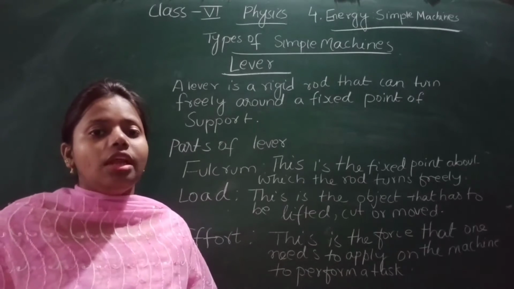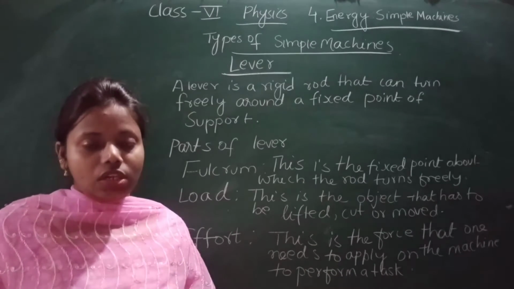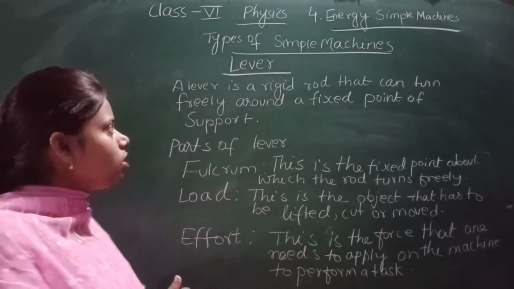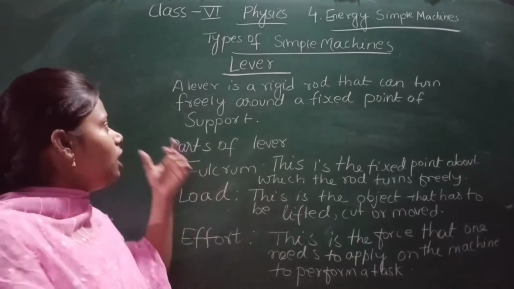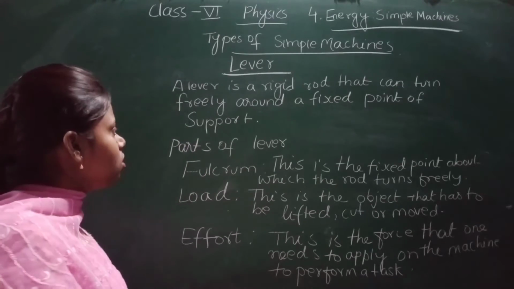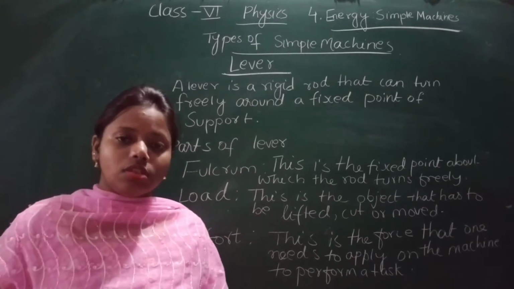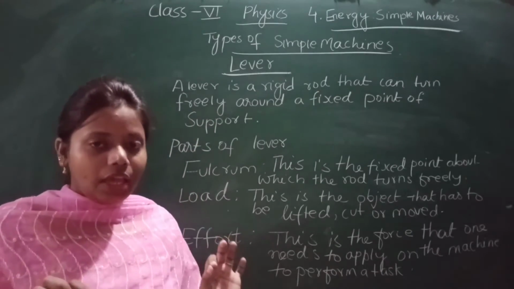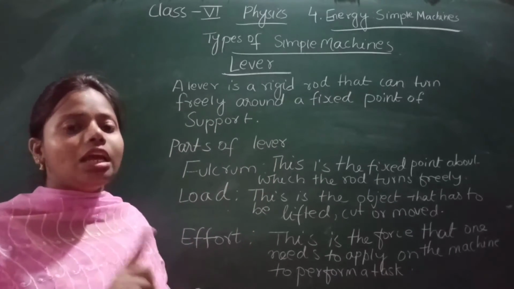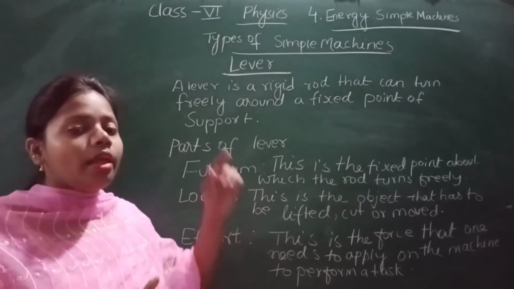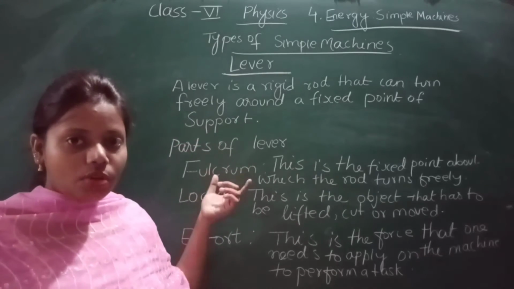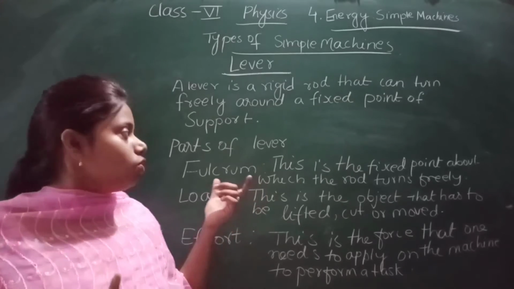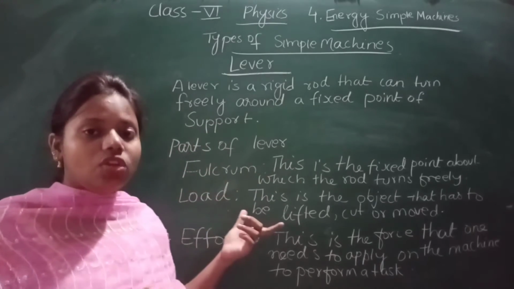In our day-to-day life we use simple machines to make our work easier by applying less force. So what is this lever? A lever is a rigid rod that can turn freely around a fixed point of support. There will be a support on which it can turn around freely. This is the definition of lever.